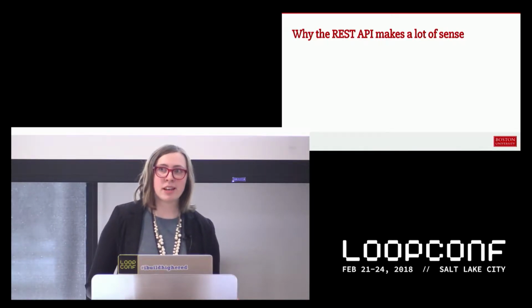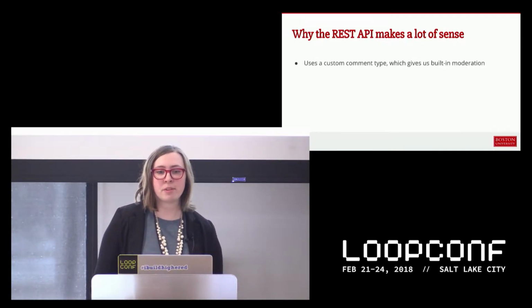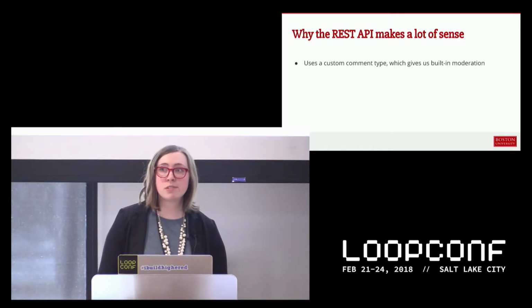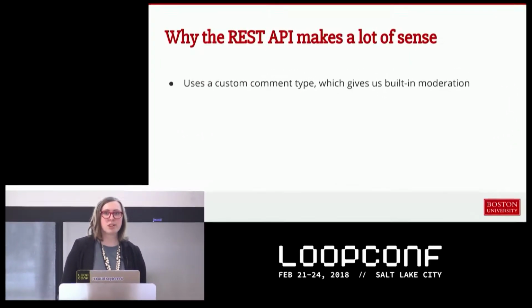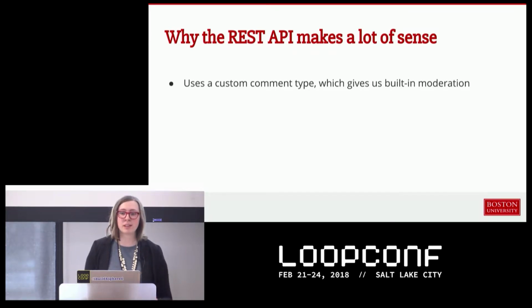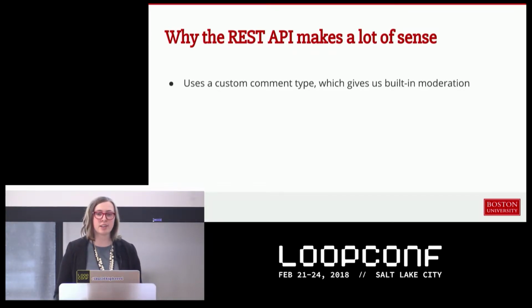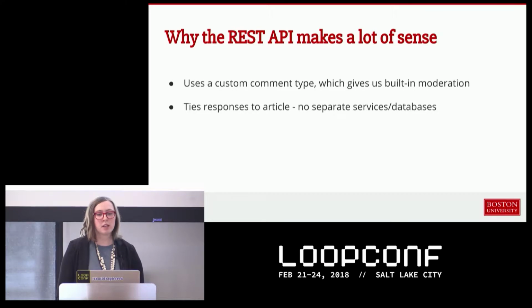So the REST API makes a lot of sense for this project for a couple different reasons. He proposed using a custom comment type, which gives us the ability to moderate these responses. That's an important part of protecting that safe space and creating that safe space. And I'll go a little bit more into that as we go through these slides. It ties responses directly to an article, no separate services or databases.